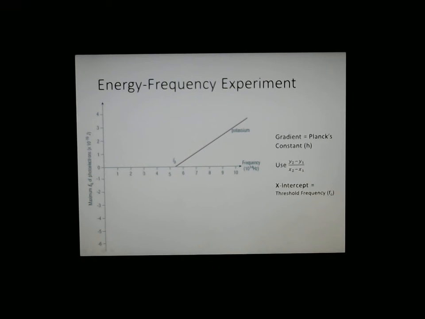But what if you can't see this axis, and drawing it out would just introduce more error, or perhaps you don't have room for it. So how do we work it out? Now, if you can't see it, you can work it out by multiplying the x-intercept by the gradient. Okay, so the y-intercept is the work function, and we can work out the work function by multiplying the x-intercept, the f naught here, by the gradient.